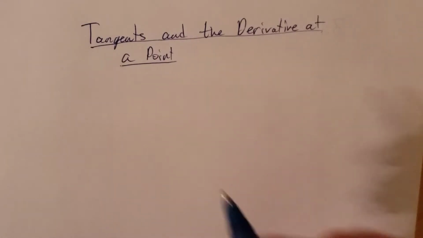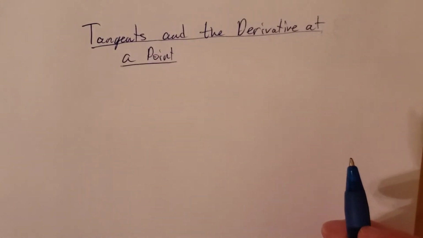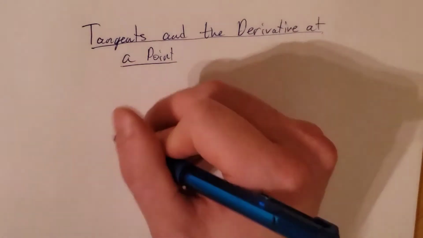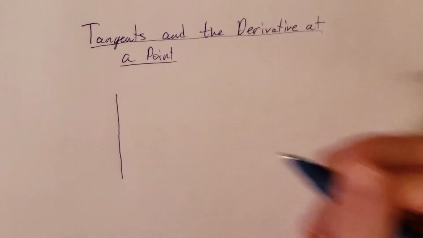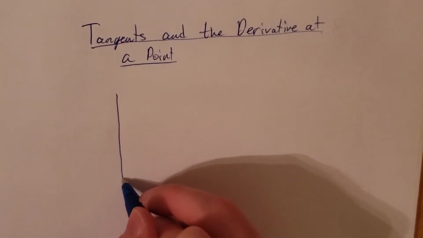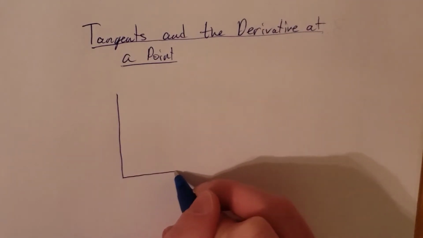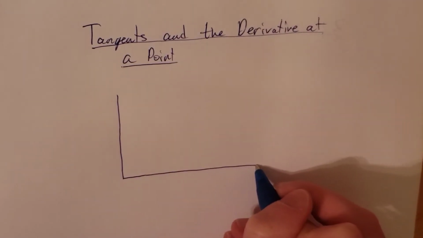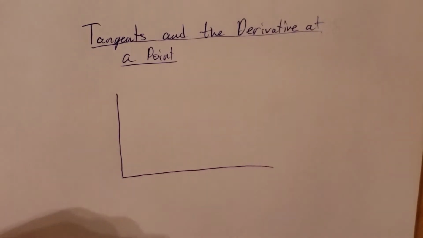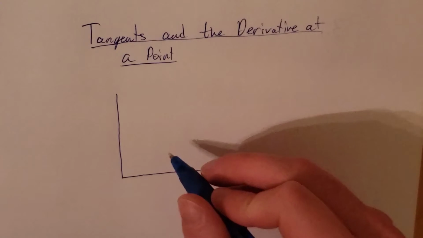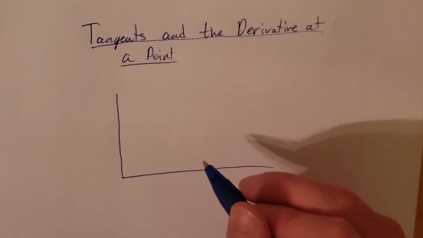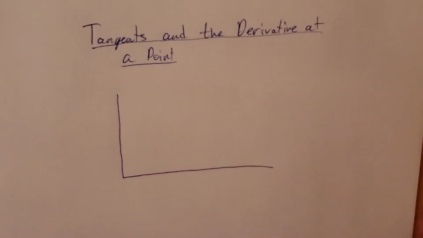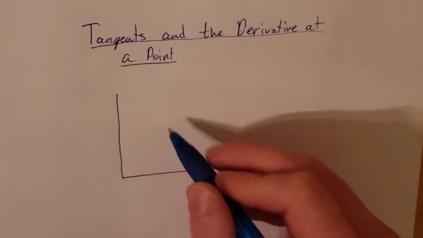In this video, we're going to discuss tangents and the derivative at a point. We've already talked about how the average rate of change is related to the slope of a tangent line, and we've discussed a little bit how that is related to the derivative of a function, but we're going to go ahead and strictly define the derivative of f at a point x naught.